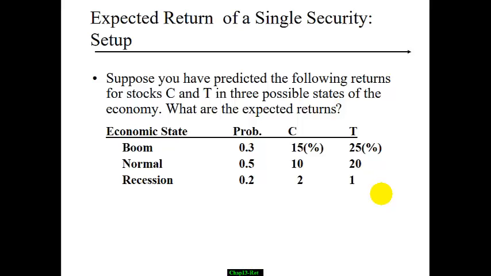For example, say you were told there are two stocks, C and T. Under the future economy, if the economy improves, a boom economy, they're going to perform better. Under a recession, they're doing poorly. And we also know how likely we are to hit a boom, normal, or recession economy. Notice we only assume three possible economies. The total probability of hitting one of them is 100%.